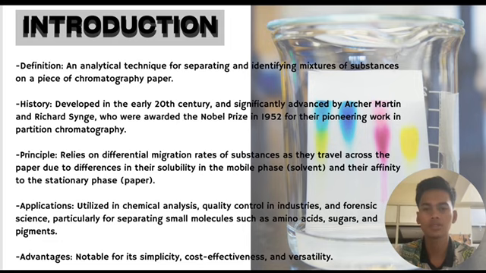The principle of paper chromatography relies on the differential migration rates of substances. As the substances move across the paper, they separate based on differences in their solubility in the mobile phase, which is the solvent, and their affinity to the stationary phase, which is the paper.